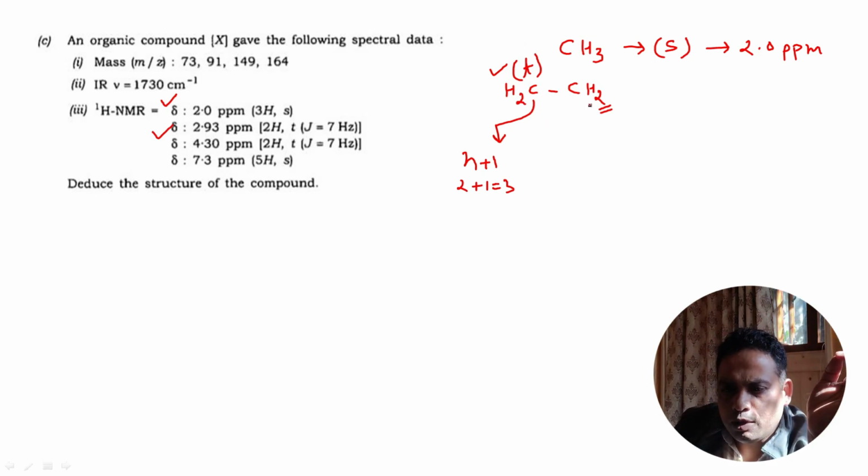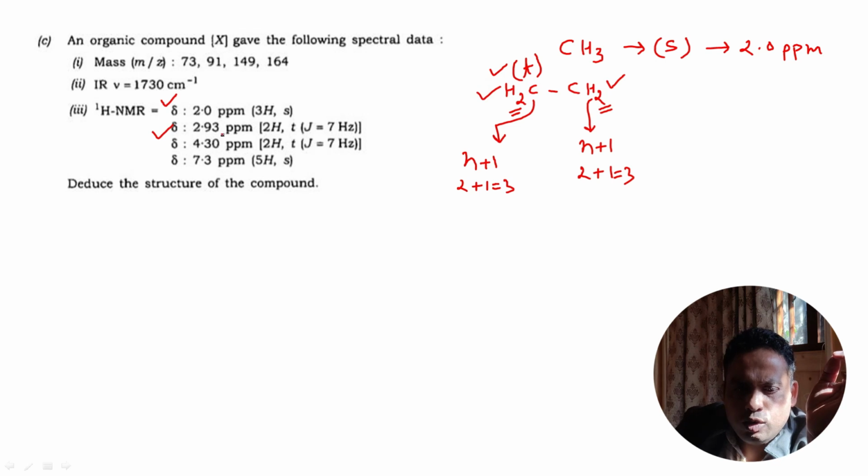And similarly, the same is true for this one also. If you calculate the splitting pattern for this one, in the neighbor you can see two protons, so again you apply the n plus 1 rule, 2 plus 1 gives you 3, so a triplet. This will give you a triplet, and this will also give you a triplet. So you can see a triplet at 2.93 and a triplet at 4.90.